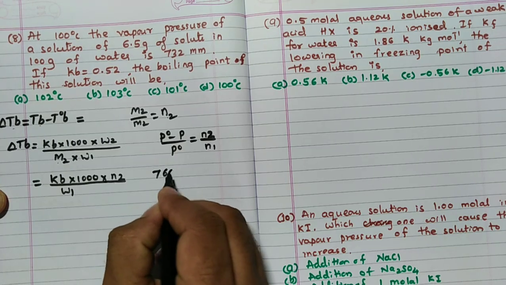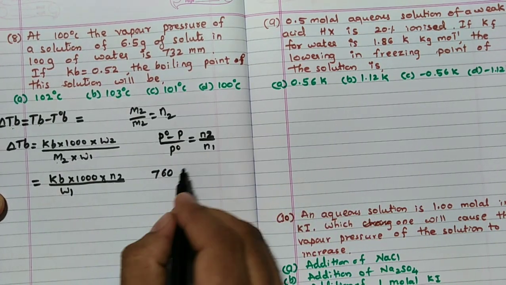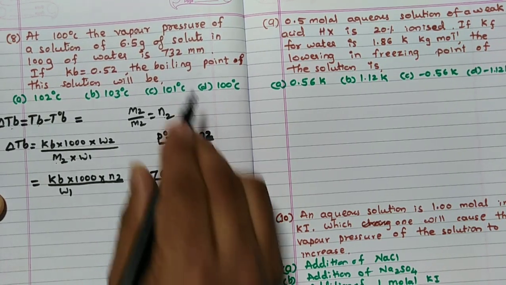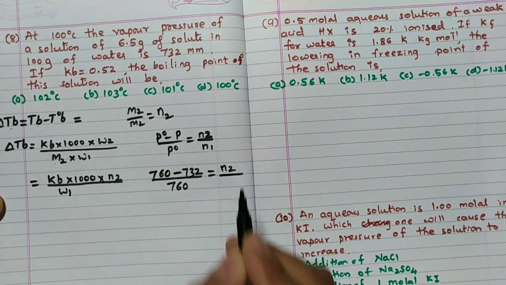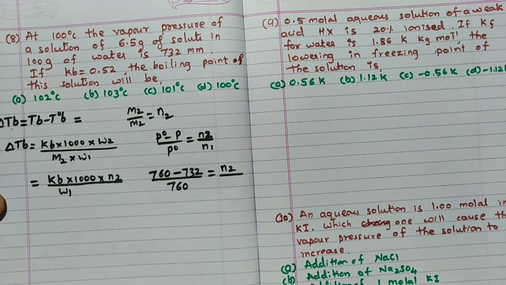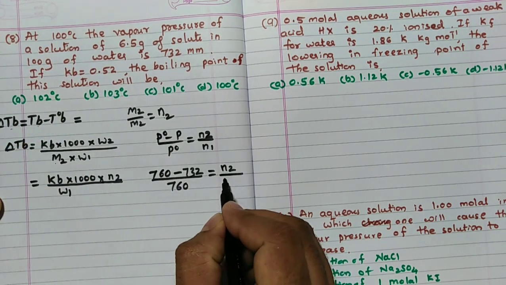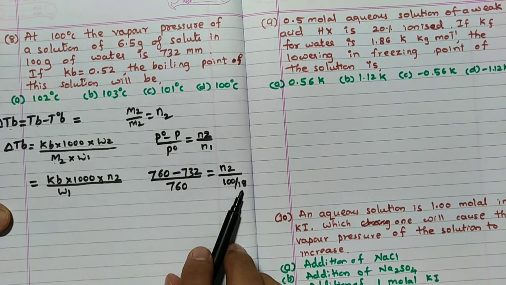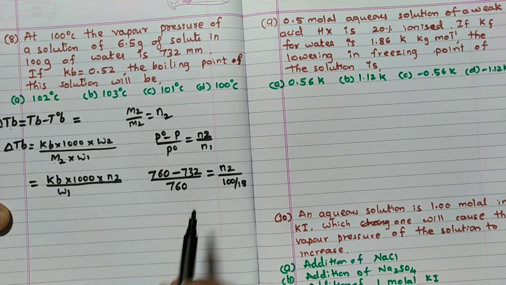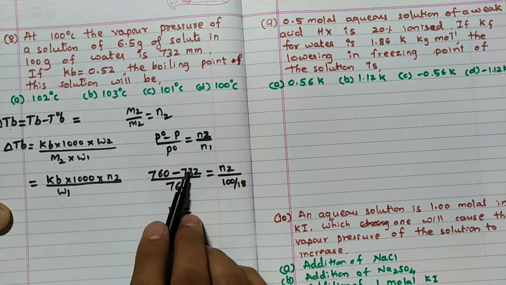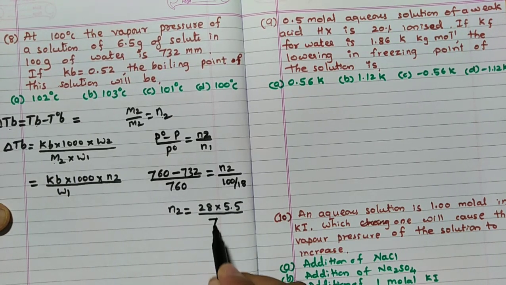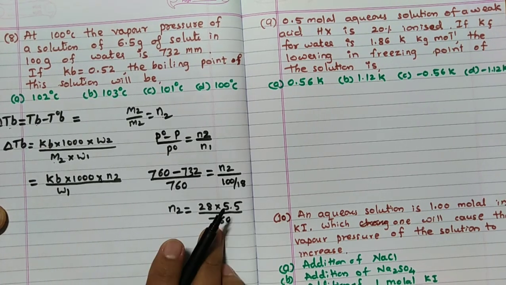See, P naught is 760, I told, because it is a standard pure pressure. 760 minus 732 divided by 760 once again. If they are not given, also you can consider it. N2 divided by N1 is how much? To calculate N1, mass by molecular mass of the water. Mass is 100, molecular mass of water is 18. So 100 divided by 18 I will consider. Right? Now 100 by 18 is, remember, 5.5 like that. Correct? 5.5 you will get. That 5.5 I will multiply here. So I can write N2 is equal to 760 minus 732, which is 28, so 28 into 5.5 divided by 760. I will substitute this here.